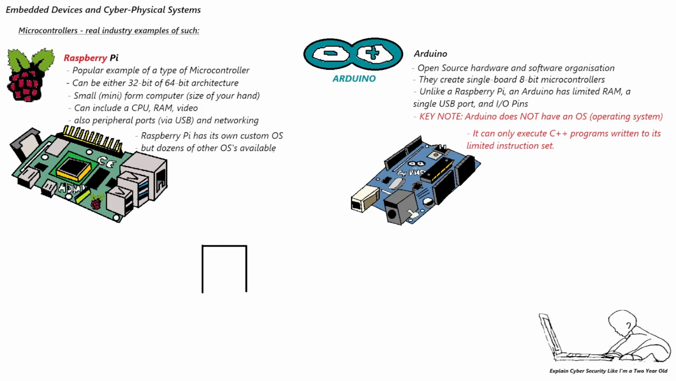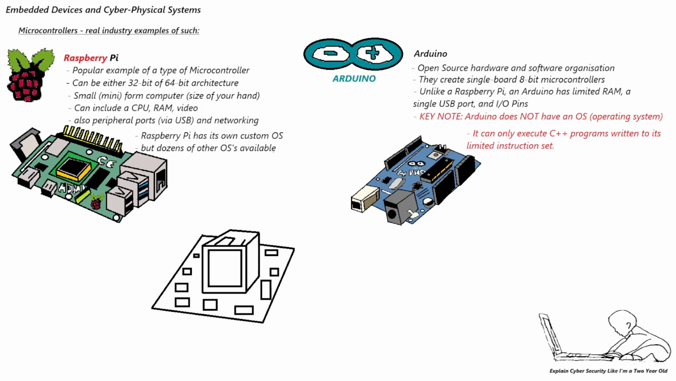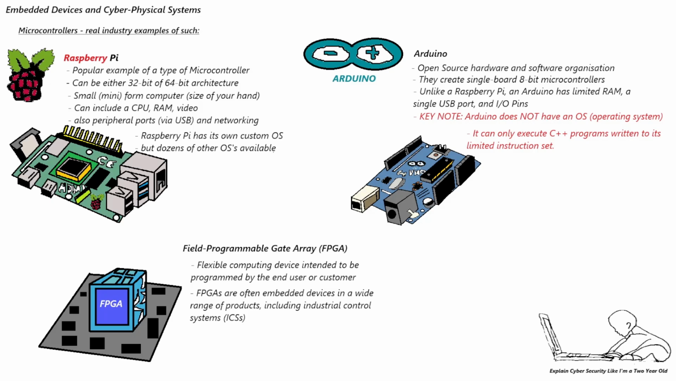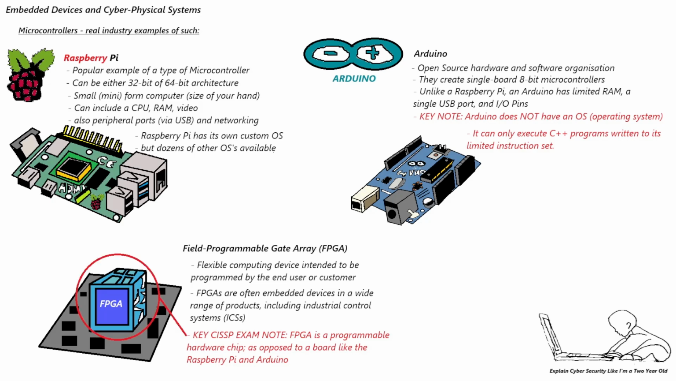And lastly, a field programmable gate array, FPGA, is another type of microcontroller. However, these are often embedded devices into the circuit chip of the main controller, and these are often very powerful chips embedded into a wide range of products, such as those in Industrial Control Systems (ICS), and is ultimately a programmable hardware chip.